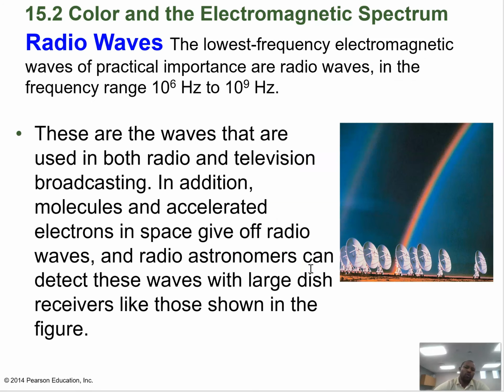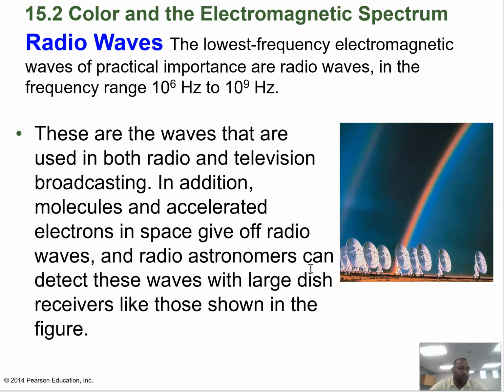So let's see each of these one by one. Radio wave. This is a wave with the lowest frequency, and the practically important frequency range is between 1 million to 1 billion hertz. These are the waves that are used in both radio and television broadcasting.